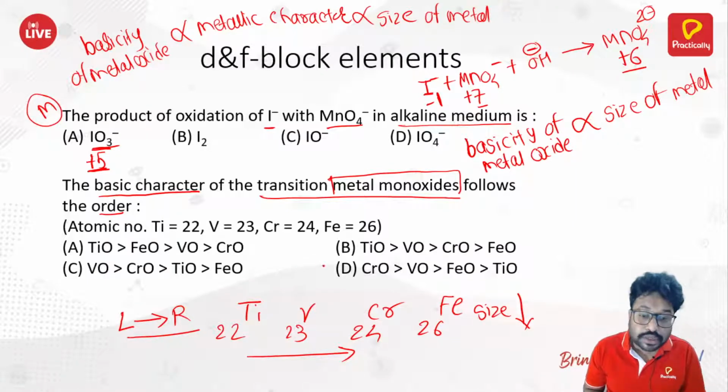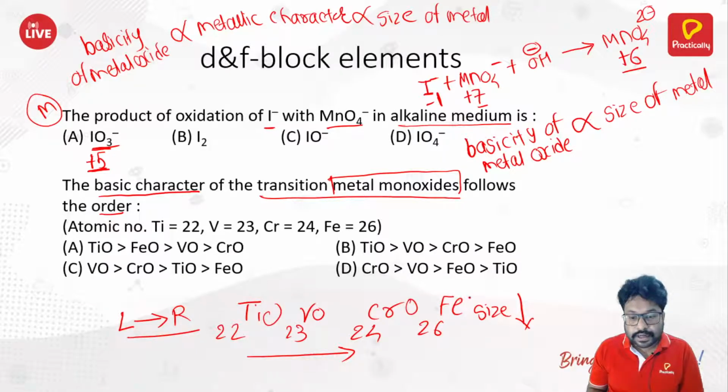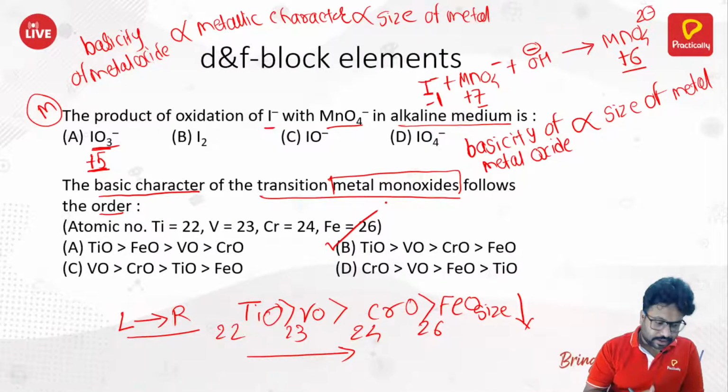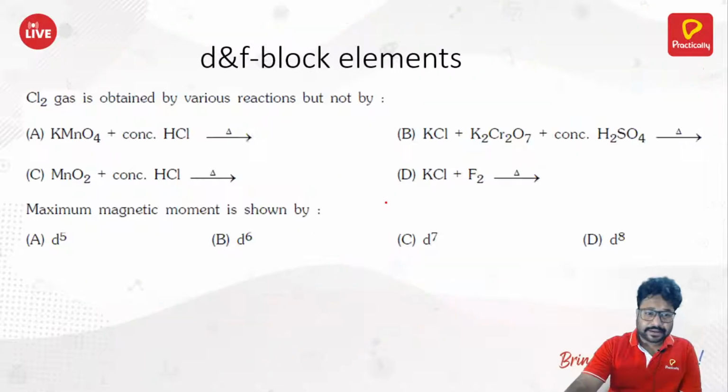Titanium oxide should be most basic. Then vanadium oxide. Then chromium oxide. Then iron oxide. So your basicity order should be like this. Where do we have this order? Yeah. TiO, VO, CrO, FeO. That is why B should be your answer. What is the reason for that? The basicity of a metallic oxide is directly proportional to metallic character, and metallic character is directly proportional to size of metal. So that was the reason for it. Okay. Chalo, moving ahead. Next, Cl2 gas.